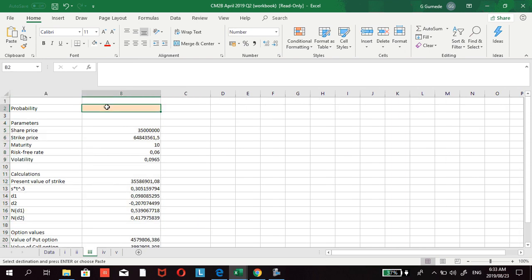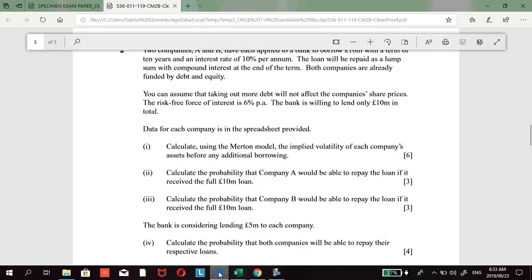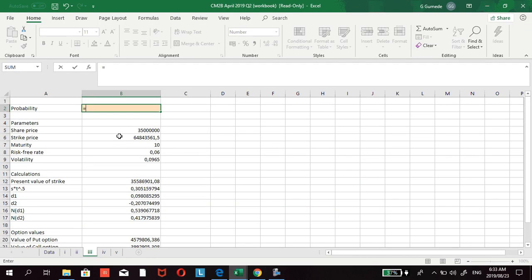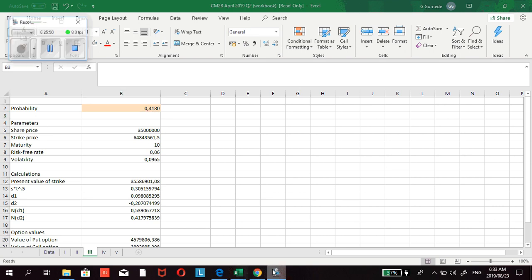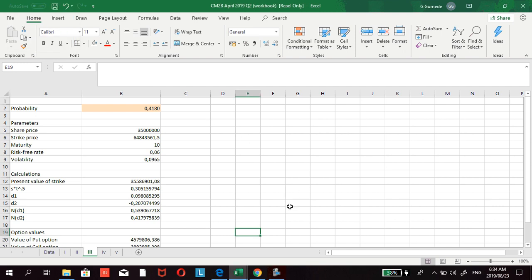Now the probability that they will be able to pay, the question is, the loan is what? Will just be phi of d2, which is this value here. So I'm going to pick up that value and I'm going to get 0.4180. Okay. So there is my answer, 0.4180. Okay. Now let's go and read.